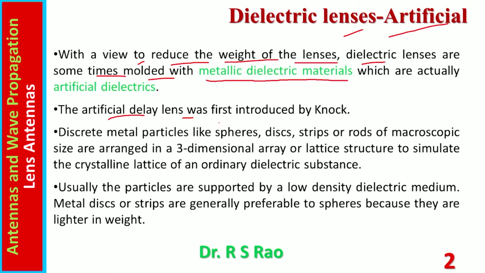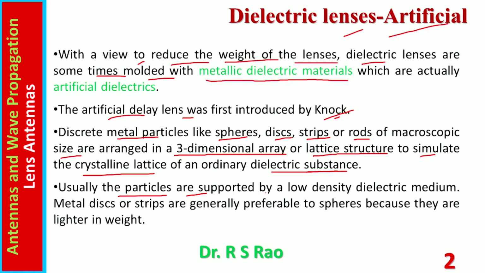Artificial dielectric lenses were first introduced by Kock. Discrete metal particles like spheres, discs, strips, or rods of macroscopic size are arranged in a three-dimensional array or lattice structure to simulate the crystalline lattice of an ordinary dielectric substance. Now this substance is an artificial dielectric. It is used to mold the antenna.